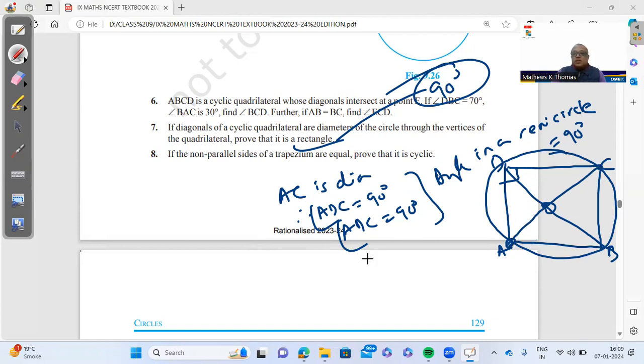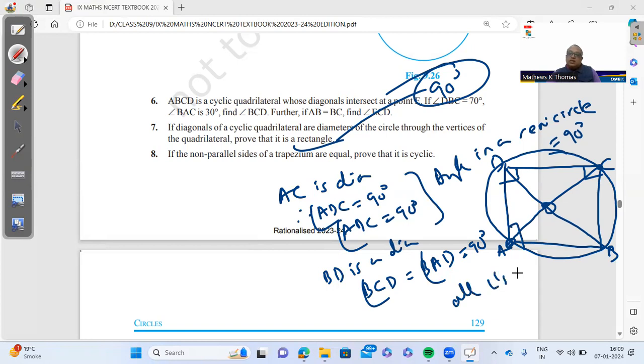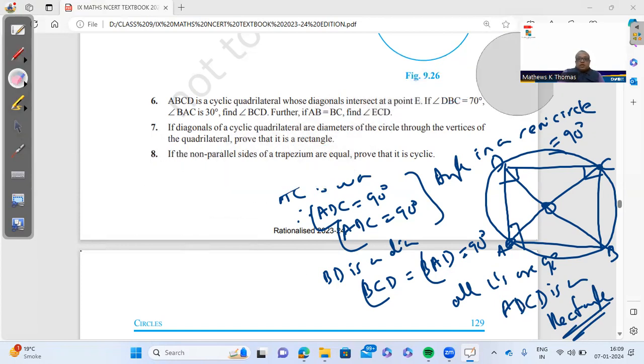If I look at BD, BD is also a diameter. So if BD is the diameter, this is a semicircle, then this angle will be 90. Again, both angle BCD and angle BAD will be 90. This is 90, this is 90. Now all angles are 90. And if all angles are 90, that figure ABCD becomes a rectangle. Right? Then we go to question number 8.